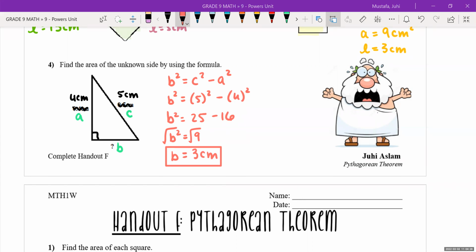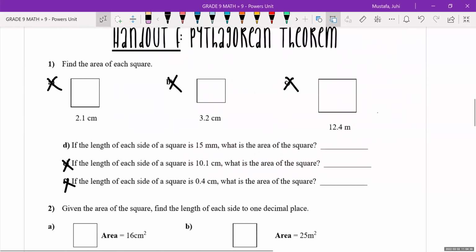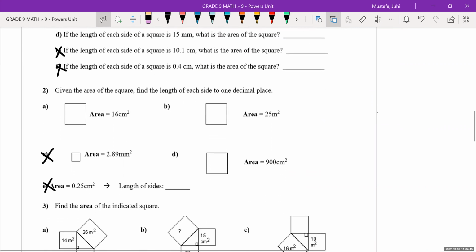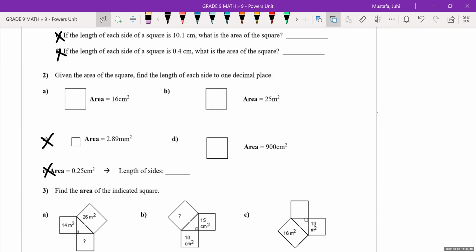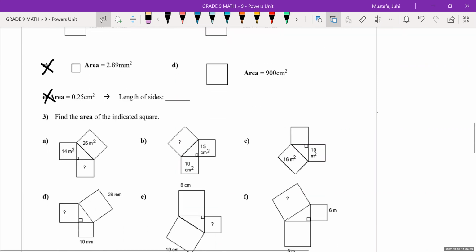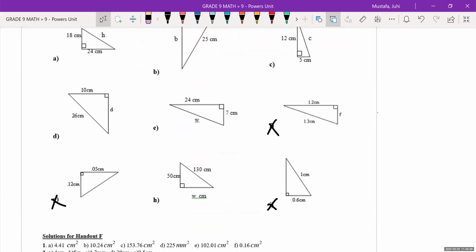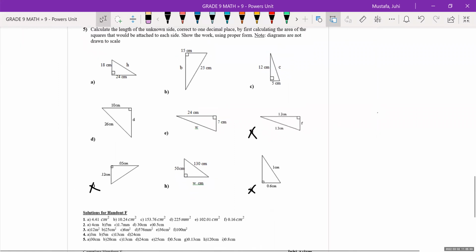Before you can start, if you take a look at handout F, which is what you're going to be doing, I've taken away all the decimal questions in this. We've done decimals already. It's not a big part of the curriculum. So you can go ahead and cross out A, B, C, and especially E and F. And for question 2, you can cross out C and E. And then for question 5, you can cross out F, G, and I.